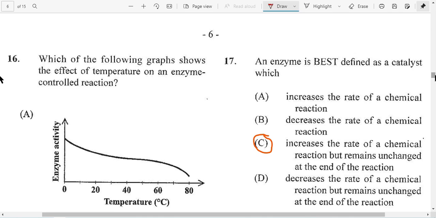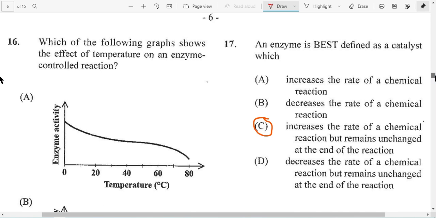So C is going to be the best answer for 17, and of course D is way out, and we're not going to be bothering much with D, as it definitely could not be the answer. Our answer there is going to be C for 17.